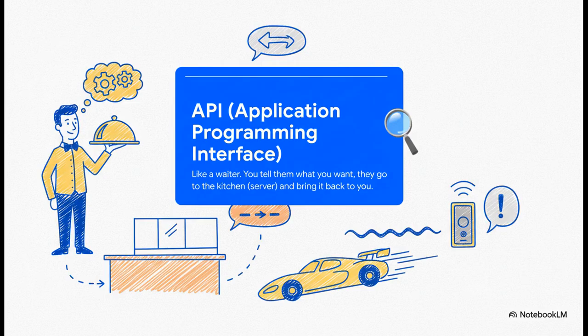Okay, so the simplest way to get your head around an API, that's application programming interface, by the way, is to just picture a waiter in a restaurant. You, the customer, you don't need to know how the kitchen works, right? All you need is a menu of options. You give your order to the waiter, they go deal with all the complexity in the back, and then they bring you back exactly what you asked for. That waiter, that is the API.